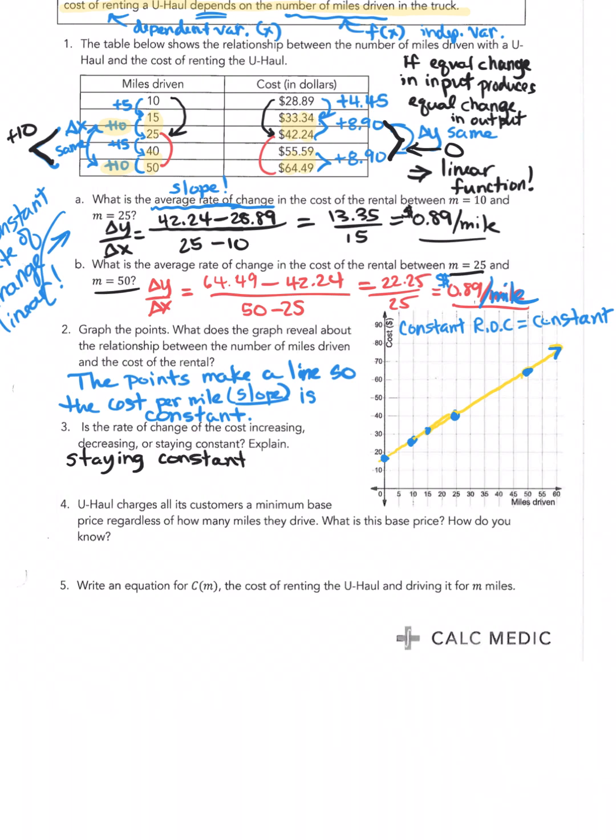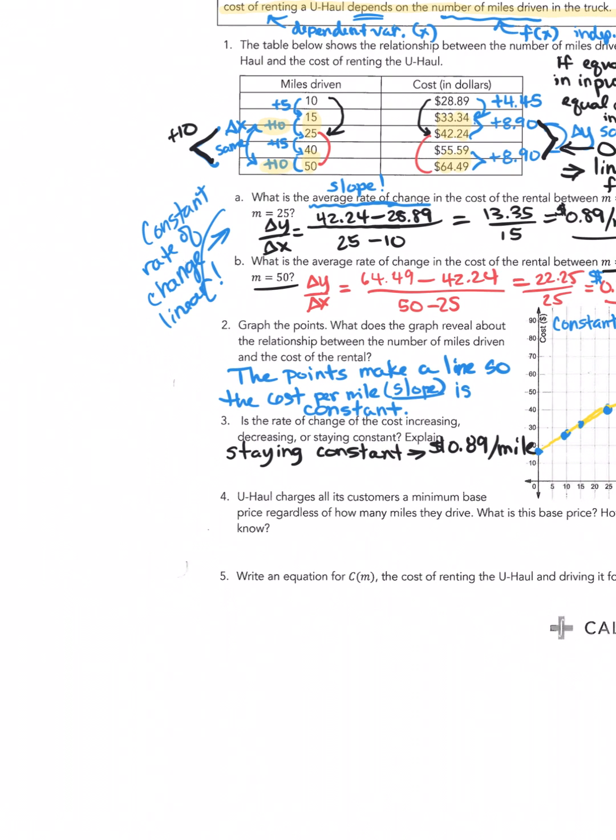What was it? Staying constant, we knew it was 89 cents per mile. So now, if we take the rate of change, which we did up there, we did the second difference, which is the rate of change of the rate of change, was equal to 0. That's also a sign that it's linear.